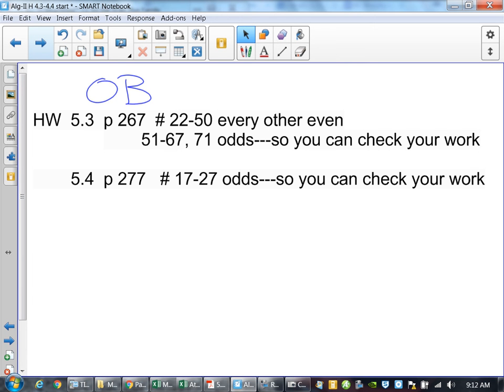So an old book, I already have them tabbed. Like I said, they're tabbed out for you. I just have to put the problem numbers on there. So it's 22 through 50 every other even, which means by fours. And then solving the equation parts is 51 through 67. I'm giving you the odds so you can check your work. Same thing with the imaginary ones. So you should fly right through this. I'm trying to think that 71 is the one I don't want to do. Let's check that real quick. Yeah, we'll stop at 67.